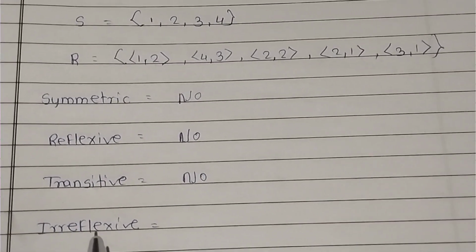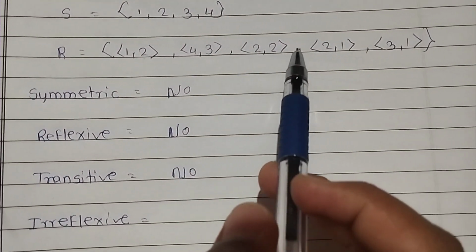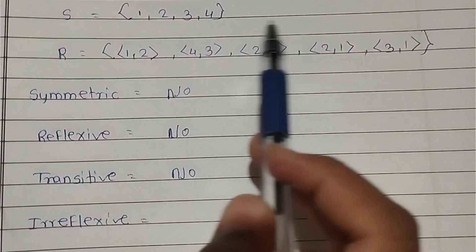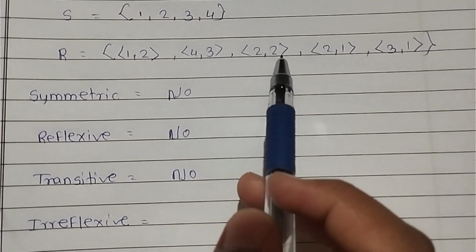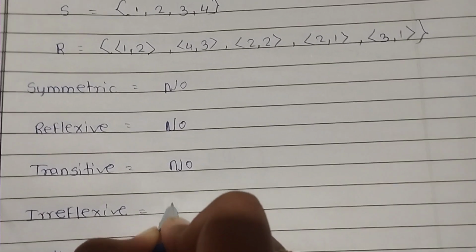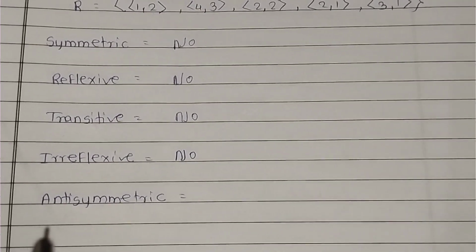Now irreflexive. This also fails because we don't want any pair of the type x x. Here 2 2 is present, so this also fails. Now the next property is antisymmetric.